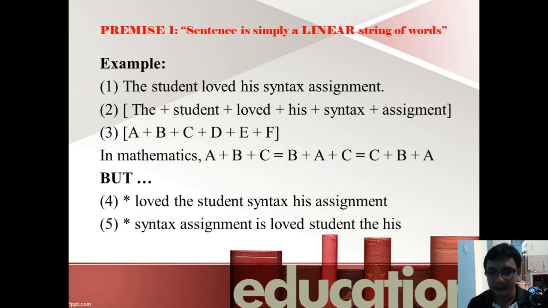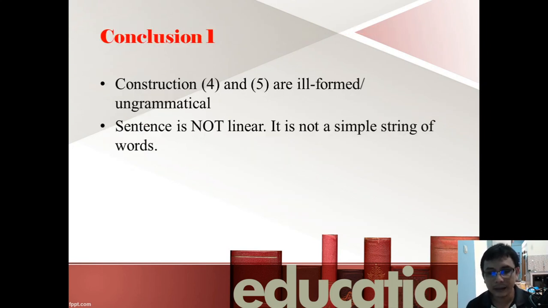In the same way, a construction like "syntax assignment is loved student the his" is also considered ungrammatical by native speakers of English, even though these two constructions have similar components. But we know that this is not true. So what is the conclusion? Because we argue that these constructions are ill-formed or ungrammatical, we know that a sentence is not linear. It is not a simple string of words.